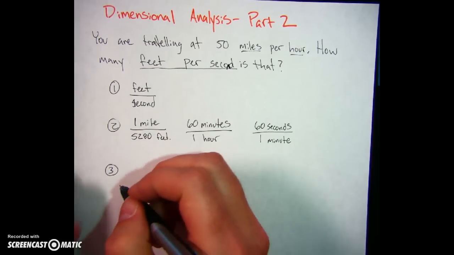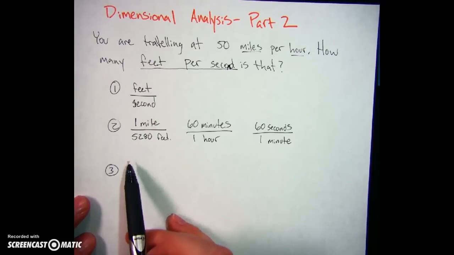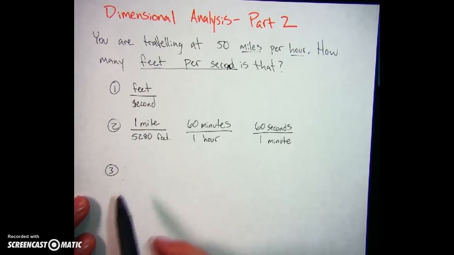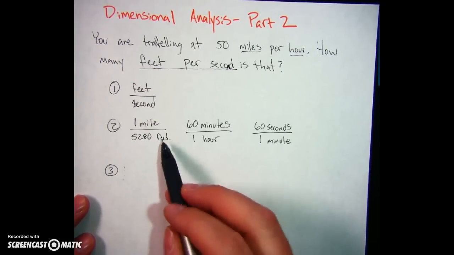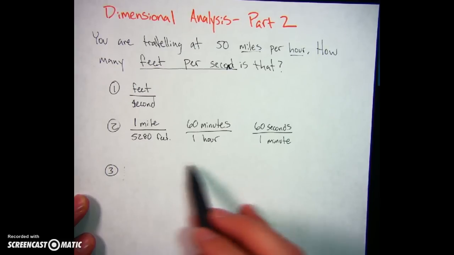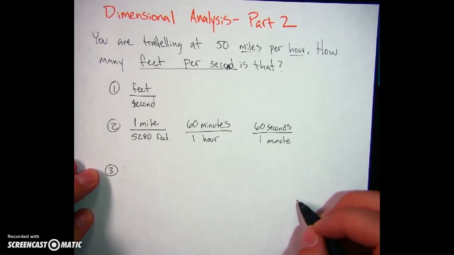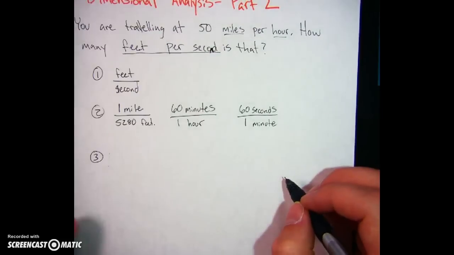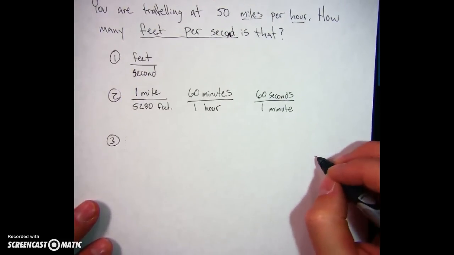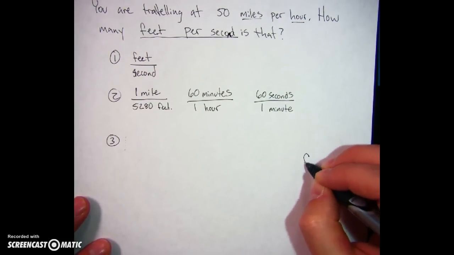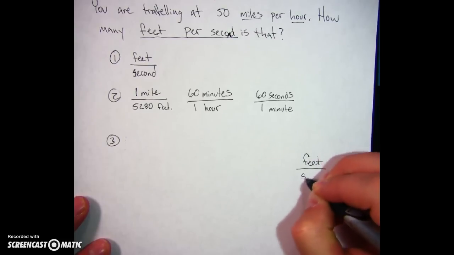In step 3, we're going to set up our question, and I recommend that you leave a pretty decent space between step 2 and step 3, because I'm going to show you some things as we go from 2 to 3 in this space in the middle here. Just like in the last video, we want to start with the thing that we want to end up on the right. We want to end up with feet per second.